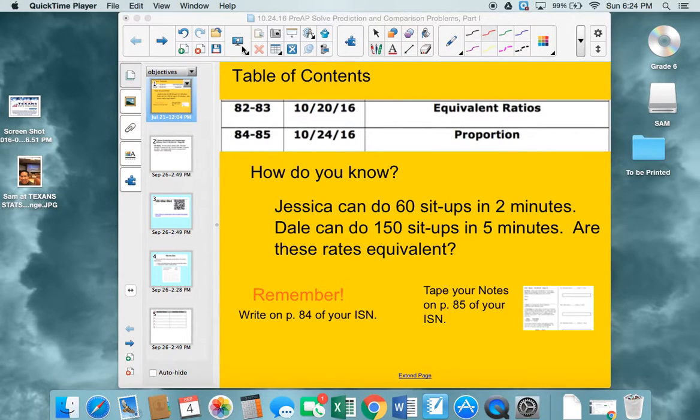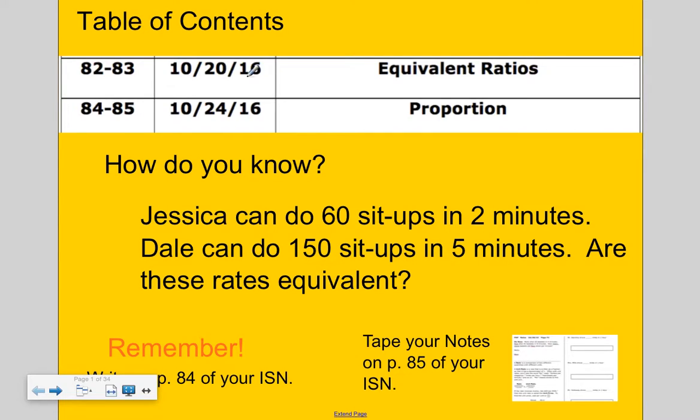This lesson is over how to solve prediction and comparison problems. In other words, given a word problem, can you solve through proportion or through a table or through graph? So let's look at our number routine.